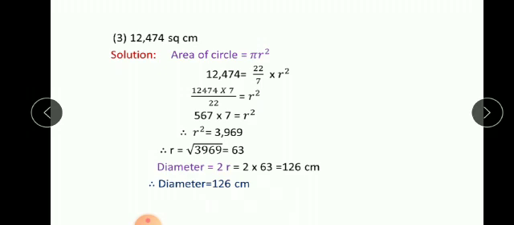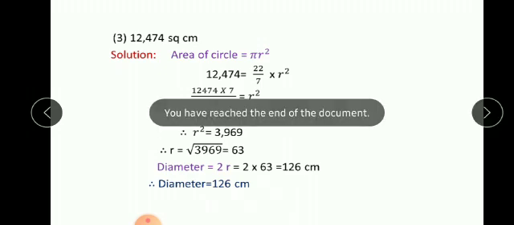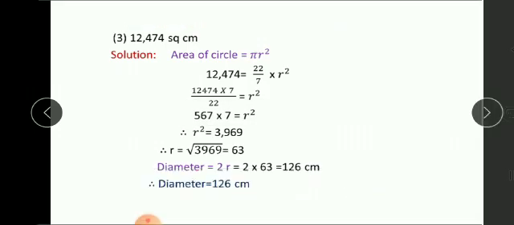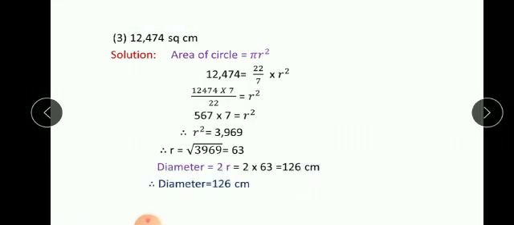Children, here we have finished the third sum also. And now as we have finished 2 questions of practice set 15.6, the next part we will see tomorrow or in the next period.